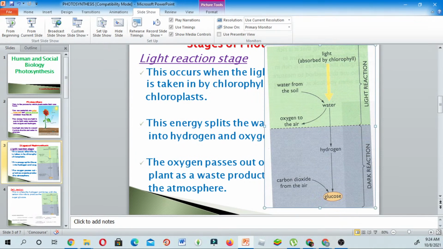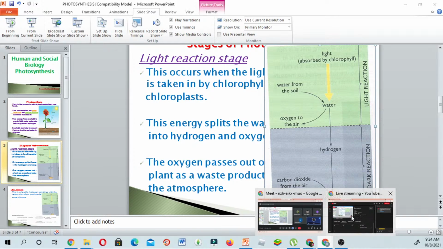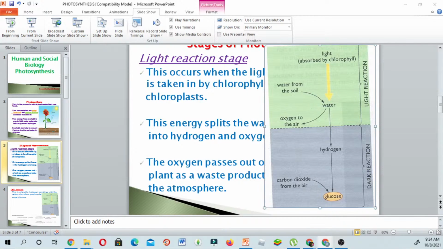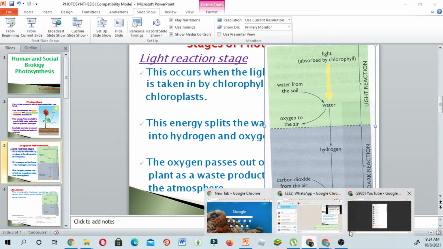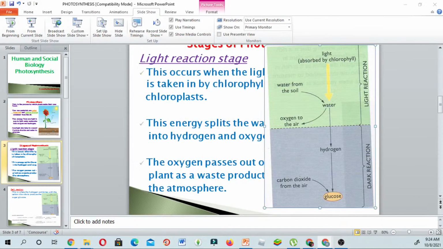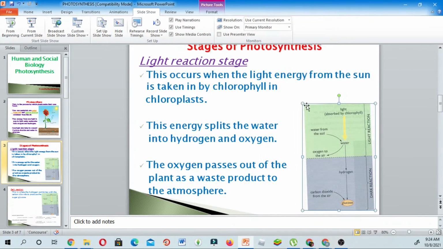Right, so in terms of what takes place during the light reaction stage, of course there's a difference in comparison to what takes place in the dark reaction. So of course students should be able to differentiate and tell what takes place in the light reaction versus what takes place in the dark reaction stage. So moving down to the dark reaction, minimize this.